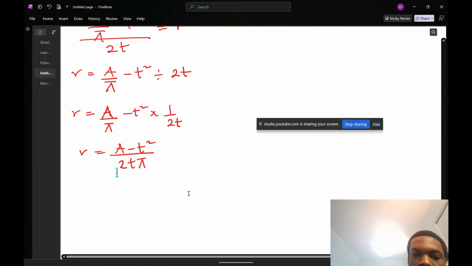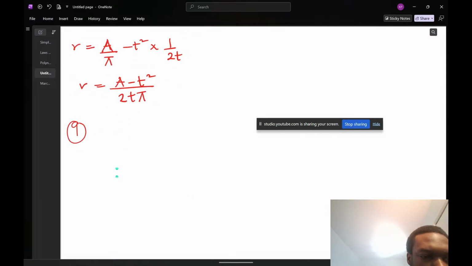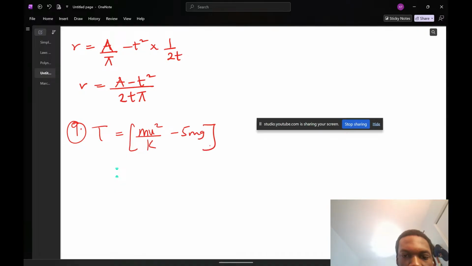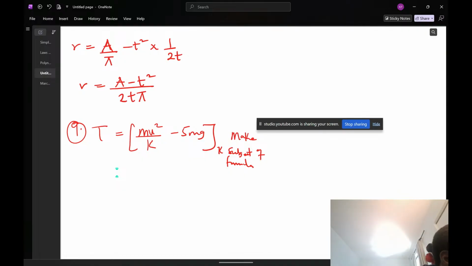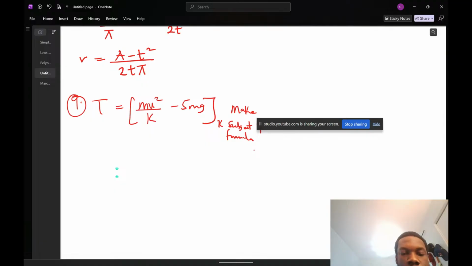So now I want to do another question. Number 9, we have t is equal to mu squared over k minus 5mg. So let's make k subject of formula. In this case, we want to make k subject of formula. So now let's write it out like this.